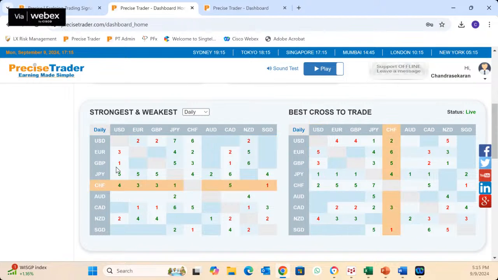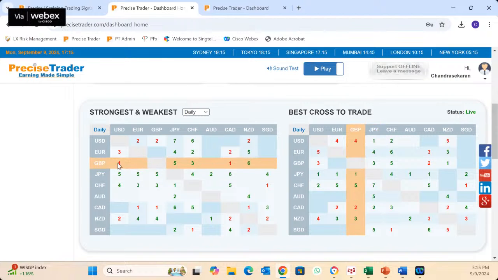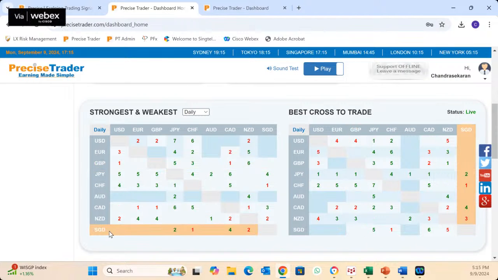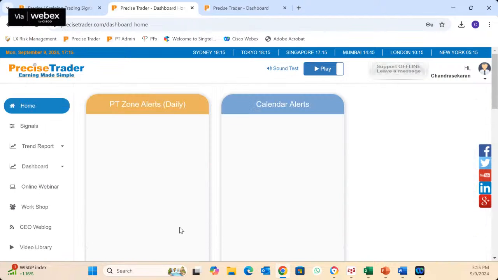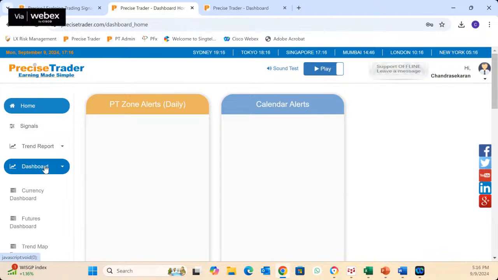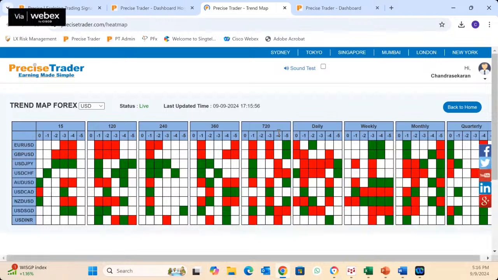So now the strongest, weakest is telling us that we should be selling pound, we should be selling New Zealand dollar. The third one is we should be selling euro dollar. Okay, these three. Now let's go into the trend map. The trend map should give us the same answer.